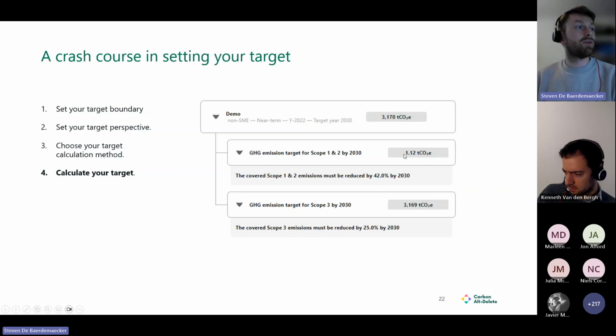And then I apply that reduction percentage to my initial base year greenhouse gas emissions, and I come up with a certain target carbon emissions level, in this case an absolute one, as I apply the cross-sectional one in our tool for both scope 1 and 2 and for scope 3, and that adds up to a total target. So once you have calculated your actual reduction percentage based on your choice of target calculation method, it's really just a simple calculation from your base year to your target year greenhouse gas emissions.